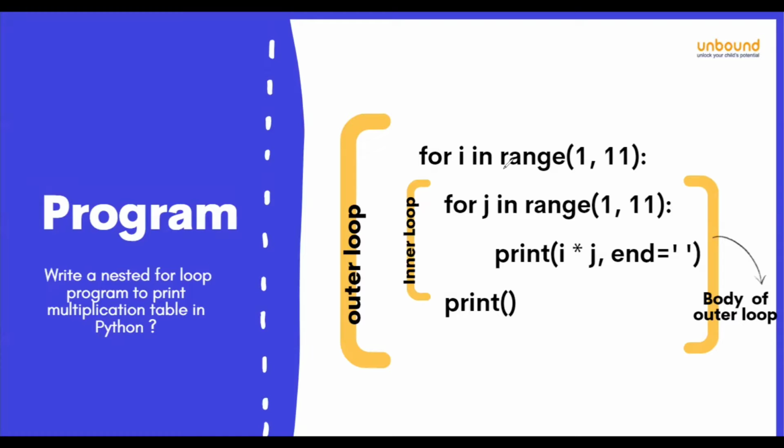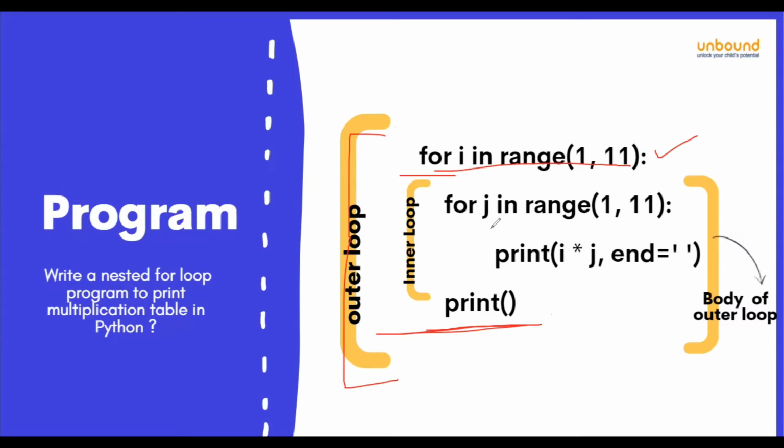Before moving on to this program, I want you to know that the inner and the outer loop can be of any type. It can be either a for loop or a while loop. So let's see this program first. There is a for loop here. You can see there is a bracket which tells us that this whole thing is an outer loop. First of all, there is a for loop, and here is the end of this loop.